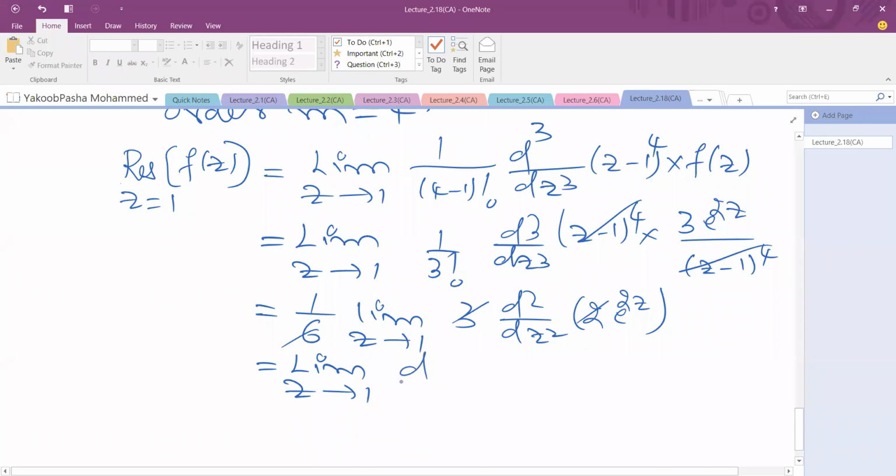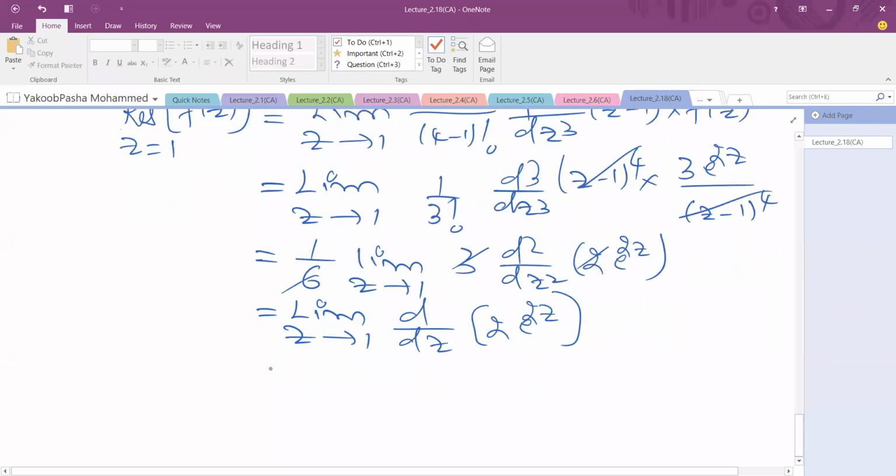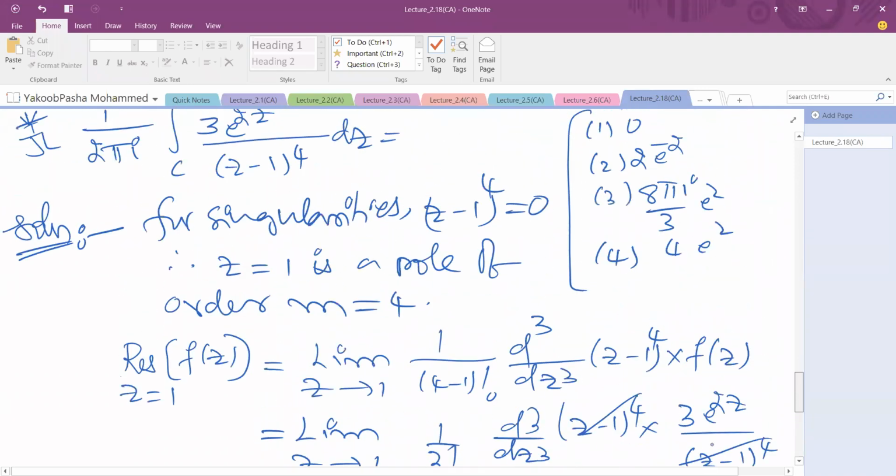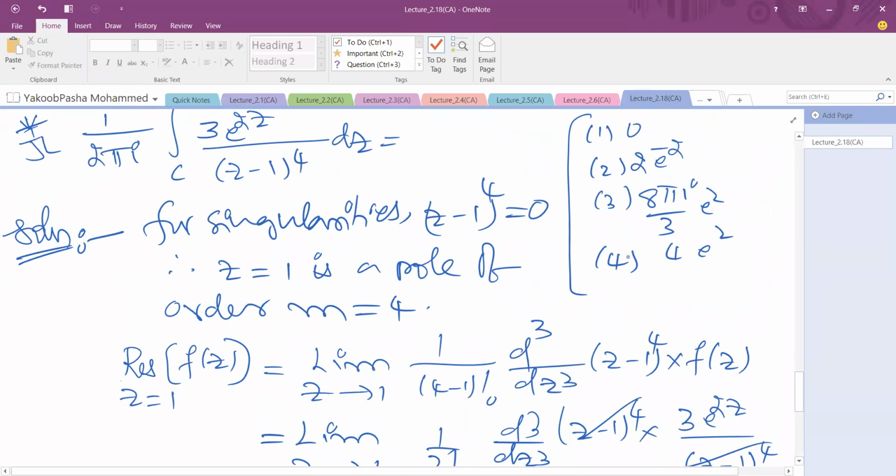With respect to z here, d by dz. So 2 into e to the power of 2z. Okay. So this is equal to, again differentiate with respect to z, we get 4 into e to the power of 2z. So apply z is equal to 1. When z is equal to 1, we get 4 into e to the power of 2. Okay. So fourth option is the right option.